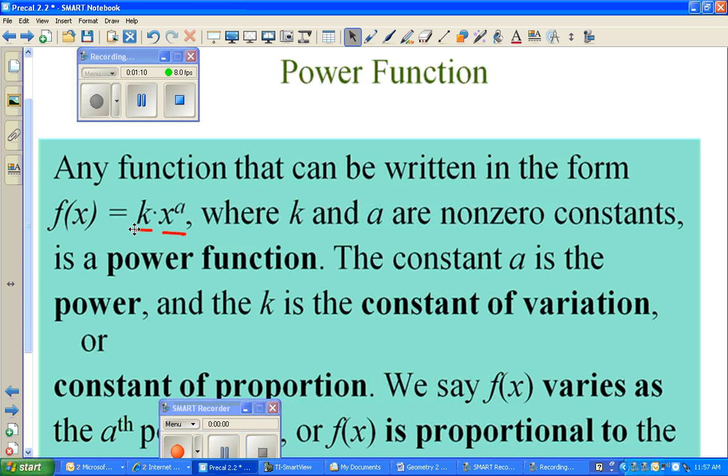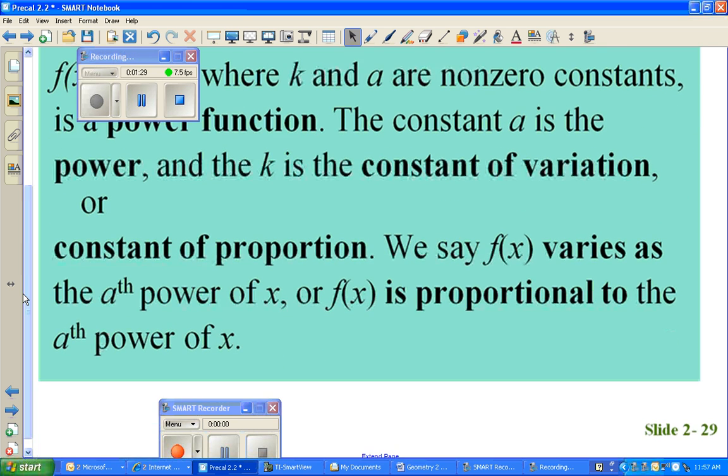We are going to be getting into a being fractions and negative numbers. Those were two characteristics that weren't allowed when we were dealing with just polynomial functions. So some examples may help you understand what we mean by k, which is the constant of proportion, or constant of variation, and a, the exponent that we use, the power in the function.